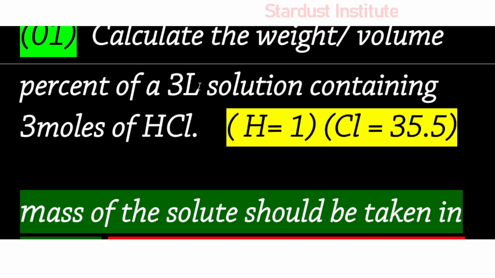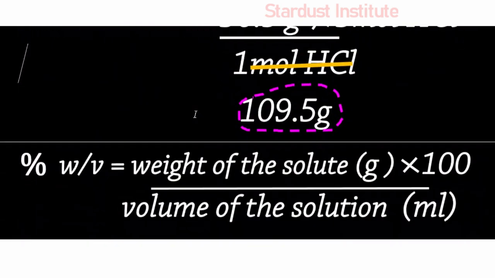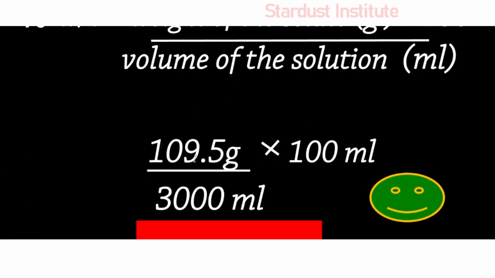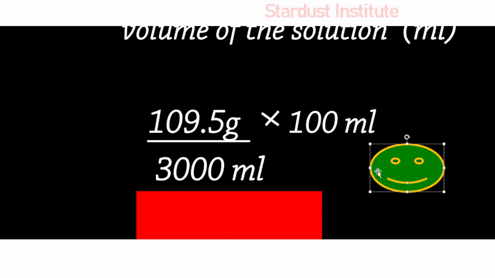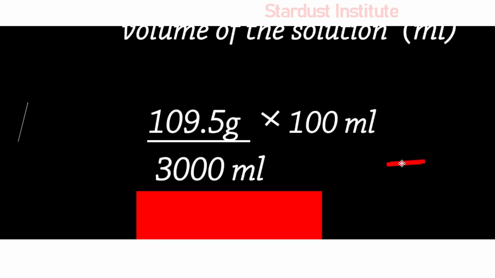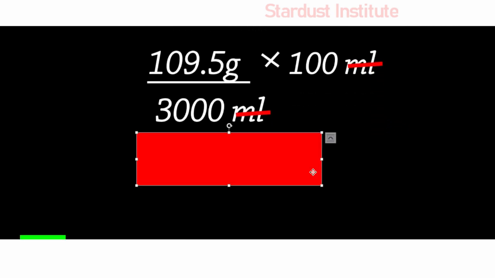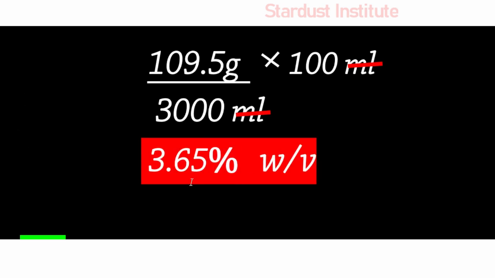We have been given 3 liters. We have to convert these 3 liters into milliliters. For that we have to multiply this 3 by 1000. Then we get 3000. 109.5 grams divided by 3000 milliliters, multiplied by 100. We should cancel out units, milliliters. Then we get our answer: 3.65% weight by volume.